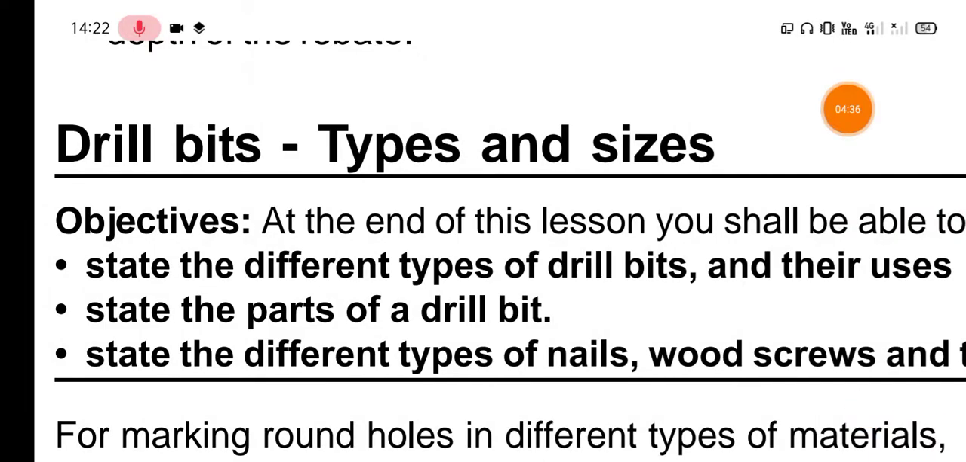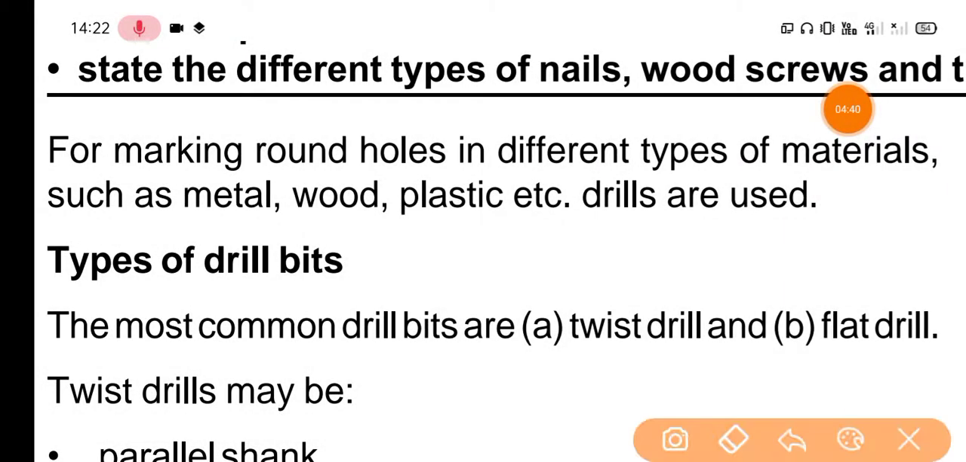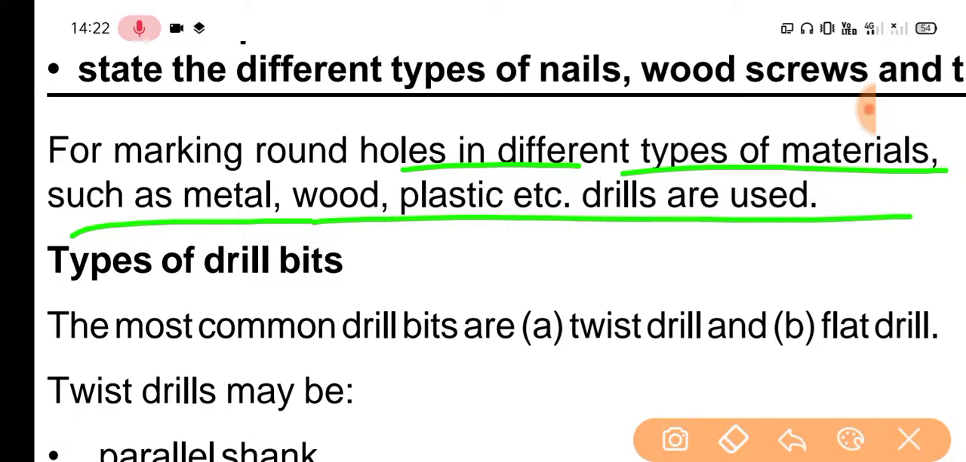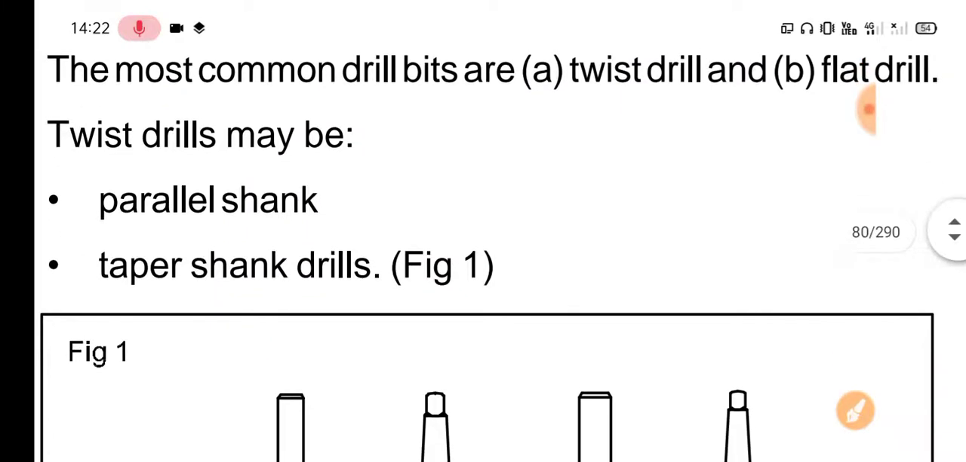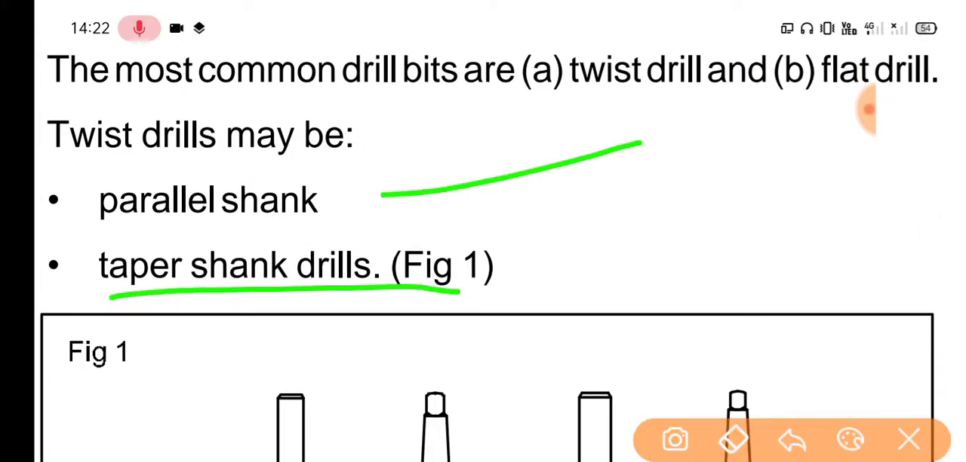Drill bit types and sizes. For making round holes in different types of materials such as metal, wood, plastic, etc., drills are used. Types of drill bits. The most common drill bits are twist drill and flat drill. Twist drills may be parallel shank, this is the parallel shank, or taper shank drills.